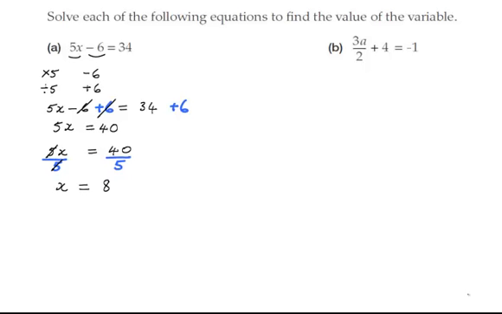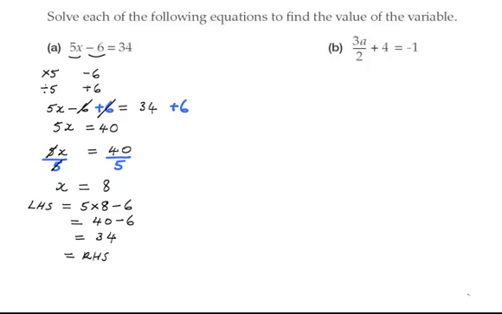To verify, we can substitute our result x equals 8 into the left-hand side of the expression and see if it equals the right-hand side. So the left-hand side, LHS, will be 5x, 5 times x, which is 5 times 8, minus 6, and that equals 40 minus 6, which is 34. And that is the same result as what we have on the right-hand side. So our solution, x equals 8, is the correct one.